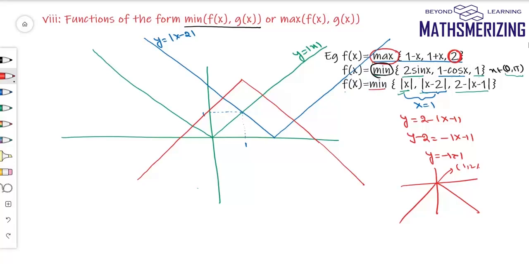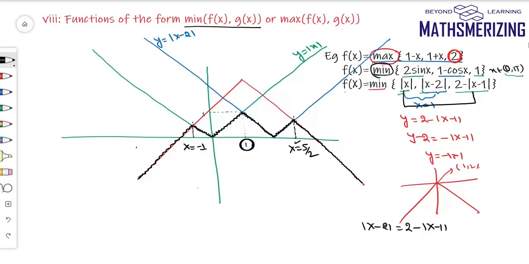Now f(x) is the minimum of the given functions. So I'll choose the function which lies below all the functions. First one, I'll choose this. And then I'll also find their points of intersection.